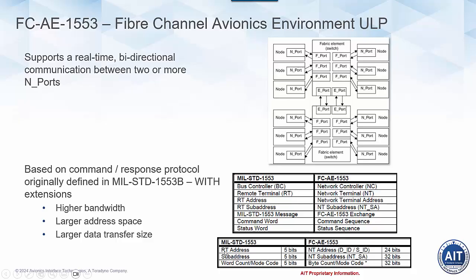And a subaddress is 5 bits in MIL-STD 1553, and then you have 32 bits in FC-AE 1553, and then where you have 5 bits for the data length, you have 32 bits in FC-AE 1553.